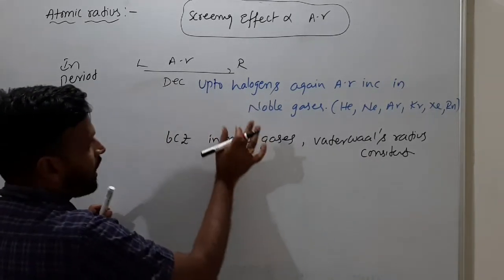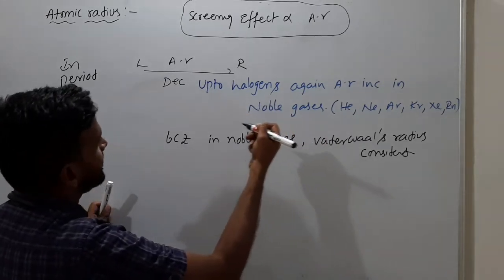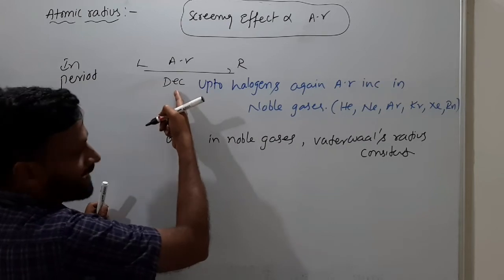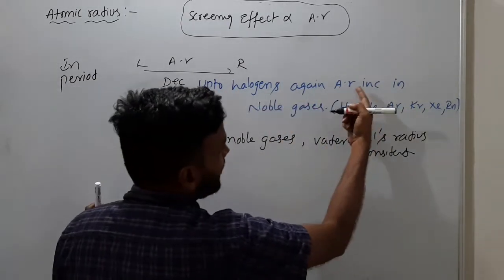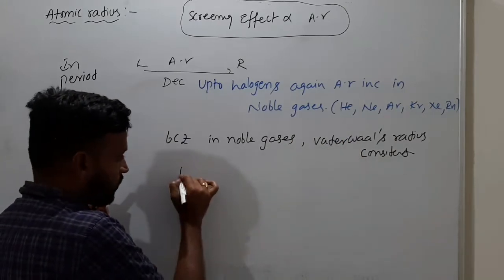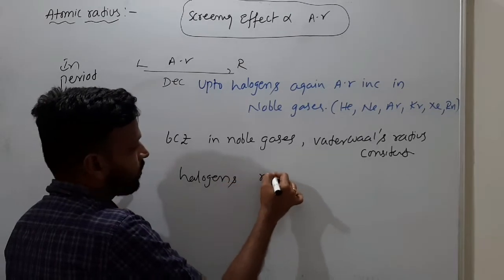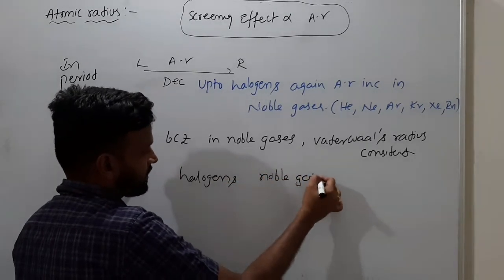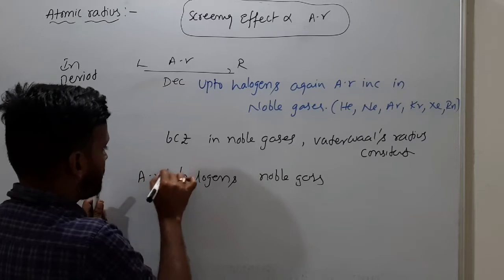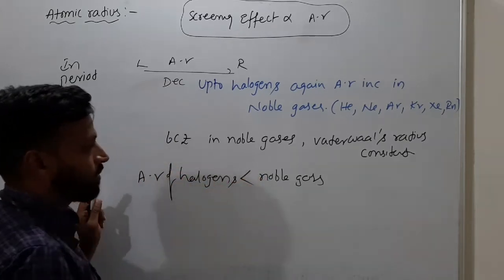Therefore, up to halogens atomic radius decreases, but then again atomic radius increases in noble gases. From halogens to noble gases, if you see, the atomic radius of halogens is less than that of noble gases.